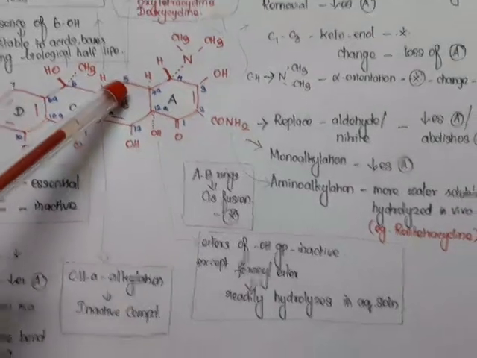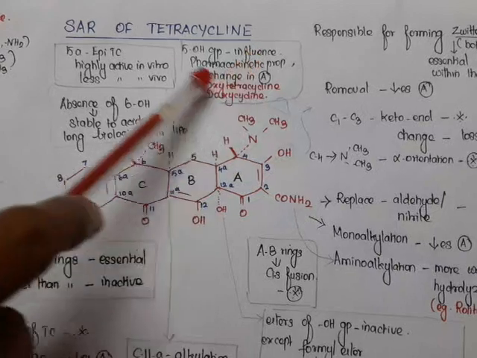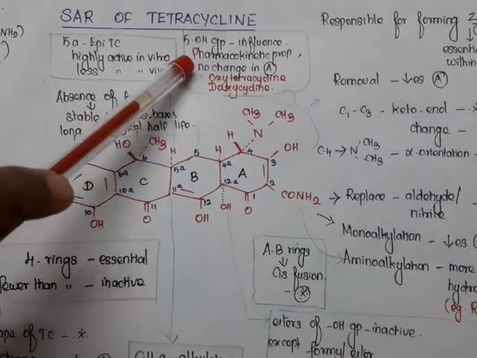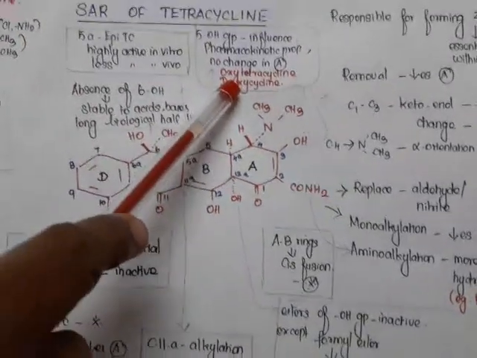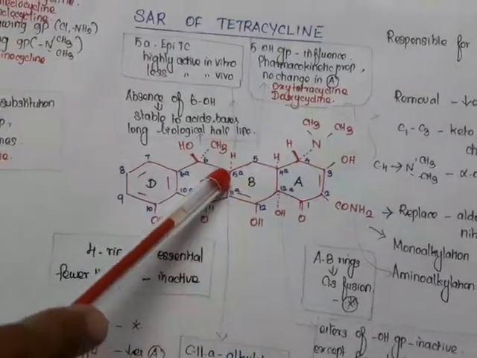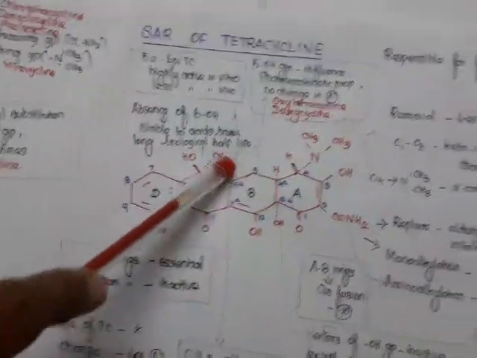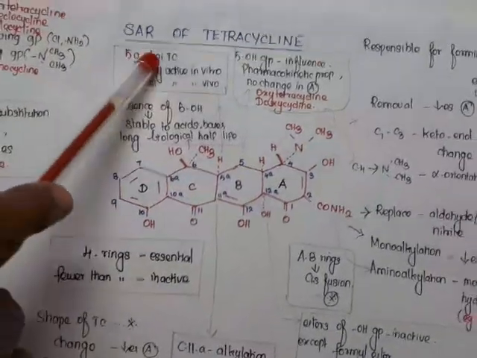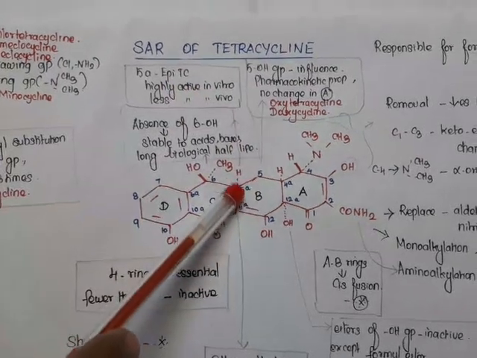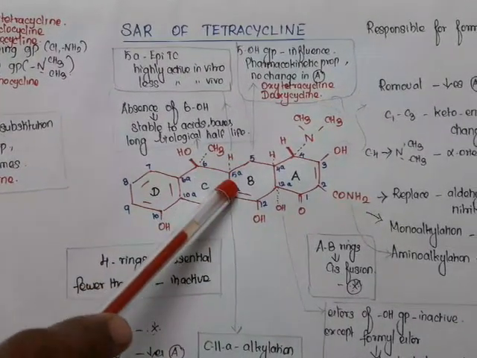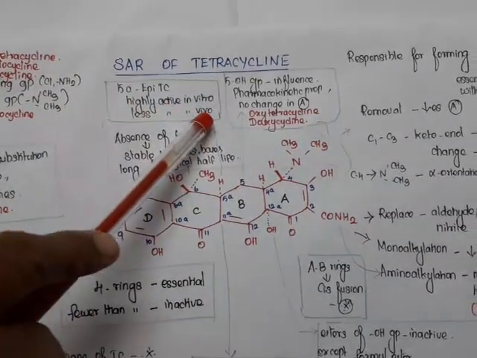Now come to fifth position. If we are introducing hydroxy group in fifth position, that may influence the pharmacokinetic properties, and there is no change in activity. Examples are oxytetracycline and doxycycline. And here in 5A position, it is having hydrogen that is connected to the ring by means of alpha configuration. So what is 5 alpha epi tetracycline? That is having hydrogen by means of beta configuration. If you are getting that, we are getting a compound that is highly active in vitro but less active in vivo.